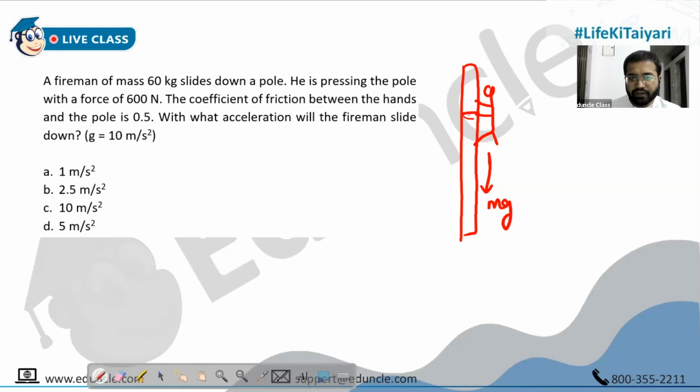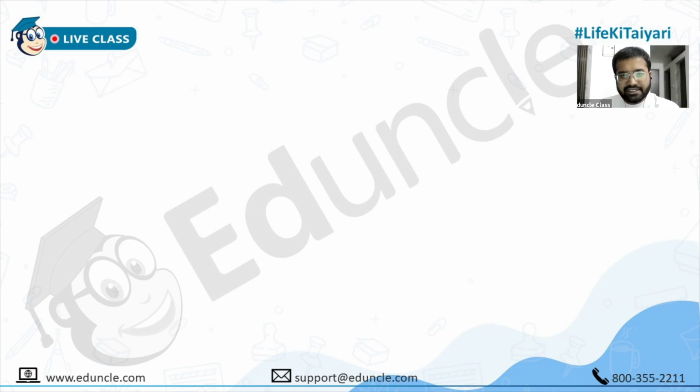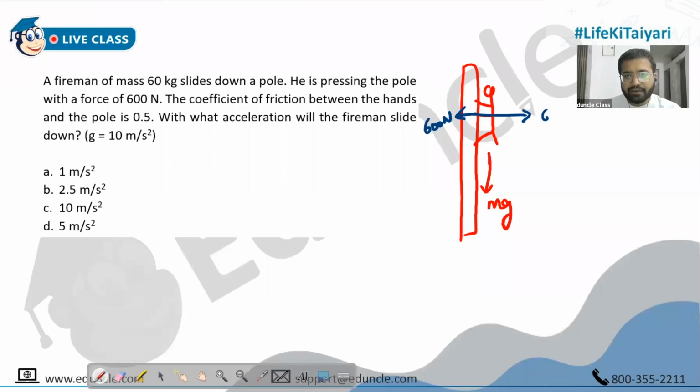So he is applying a force. They have mentioned 600 Newton. He is applying a force of 600 Newton. So obviously there will be a reaction also. It is just like if you are standing on a platform, there is weight, so there is normal reaction. If there is a push, then there is a backward reaction, equal and opposite. So there will be a reaction also of 600 Newton.